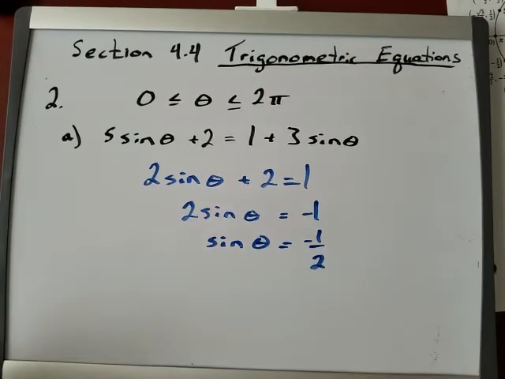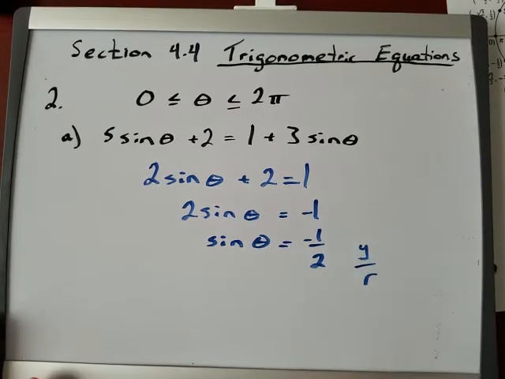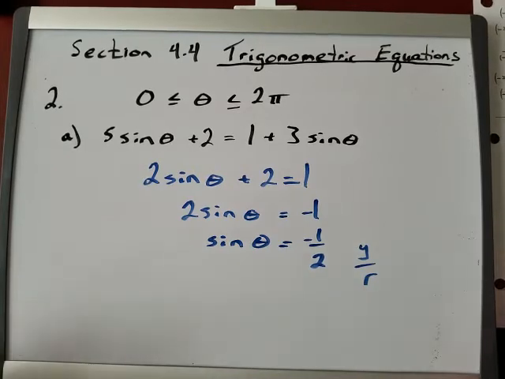And now I'm in my happy place. Now this looks very familiar for the unit circle. Sine is y over r, and it becomes as simple as looking at your unit circle and trying to say, where is the y value negative a half?